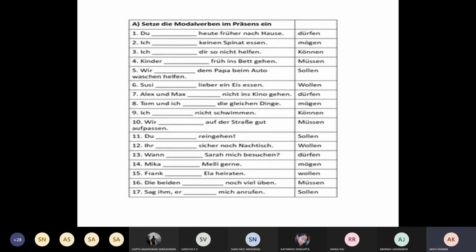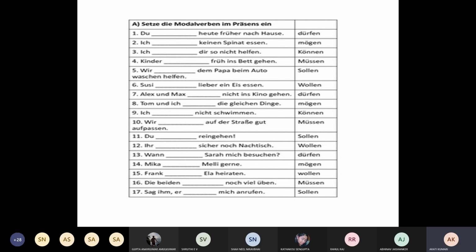So you put: Ich mag keinen Spinat essen. I don't like to eat spinach. Yeah, Spinat is spinach. So the same way you have to keep on doing. I just gave you two examples. You look at the table and you conjugate and put it here. Okay?